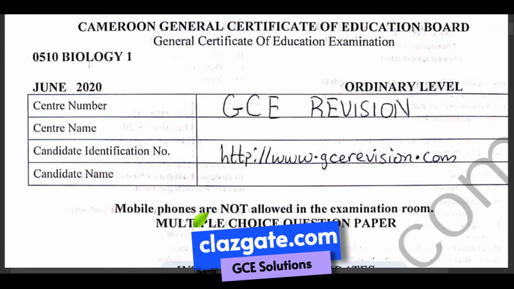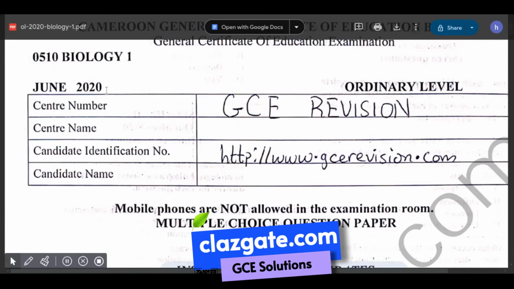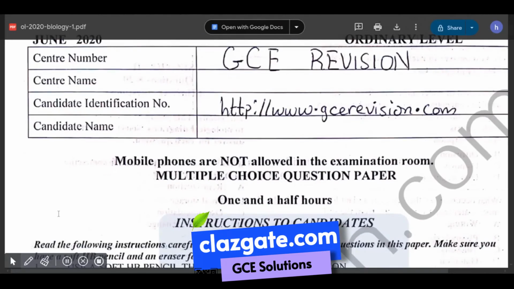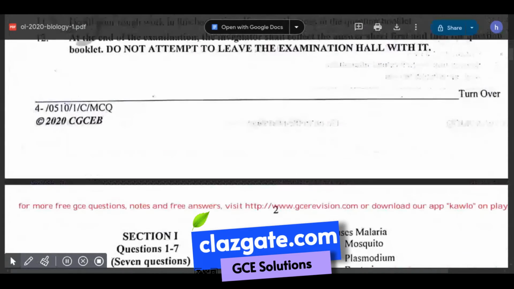Hello everyone, today we are going to be solving Biology Paper 1 June 2020 of the Cameroon GCE Ordinary Level Multiple Choice. We have 1.5 hours to do this, so let's get started.